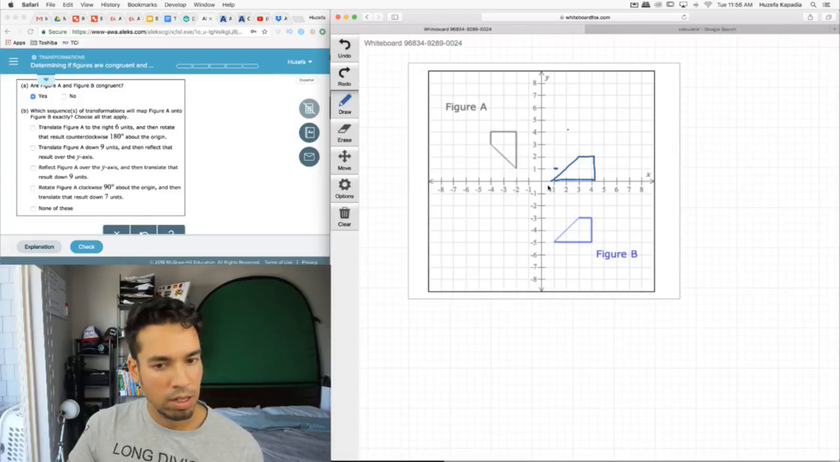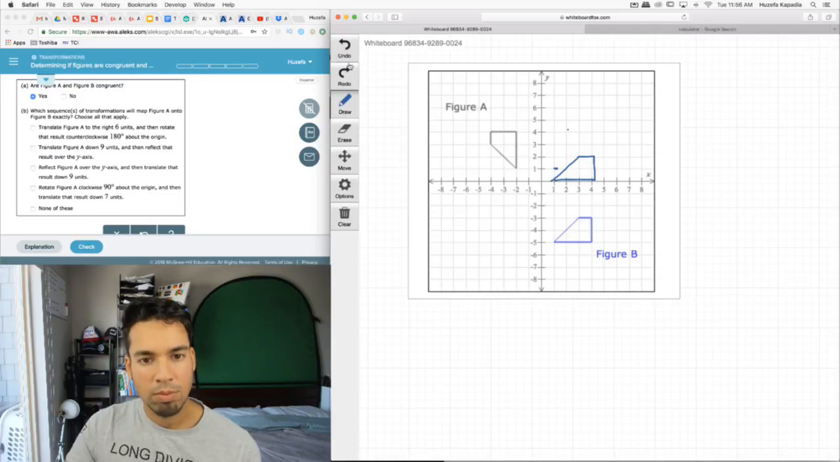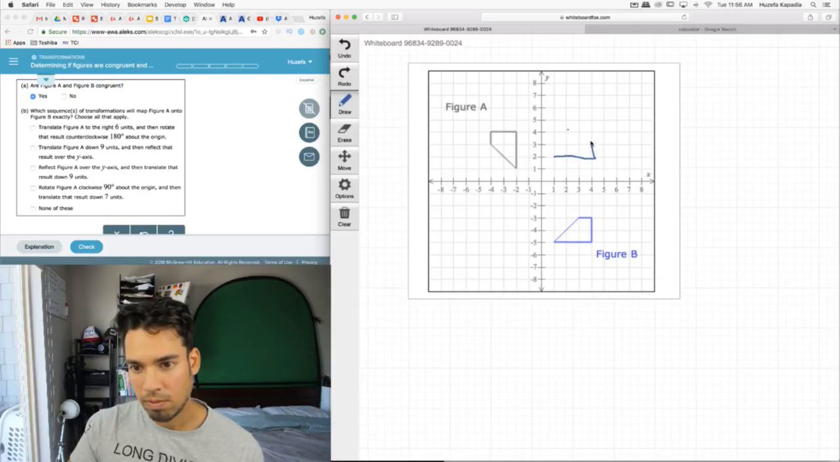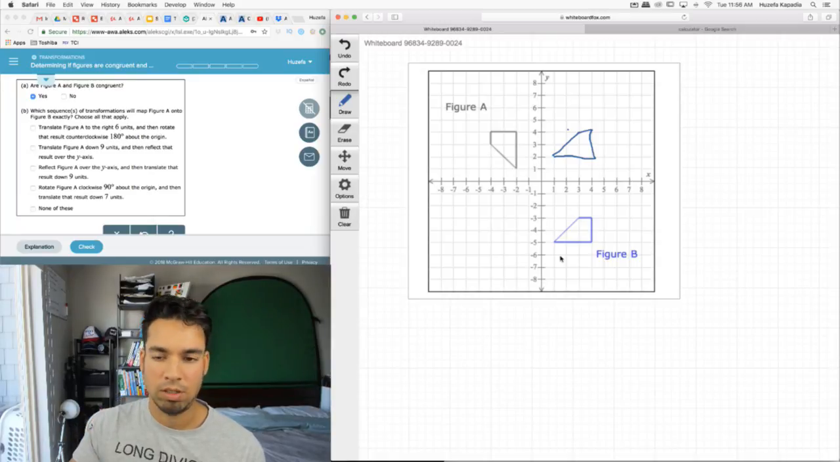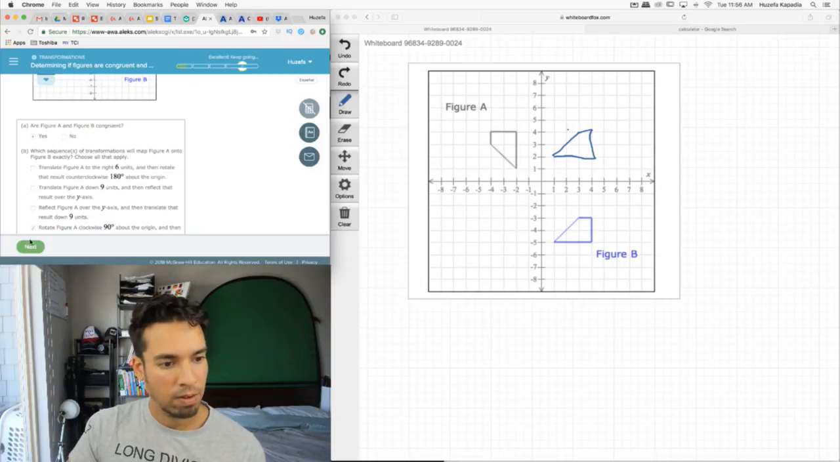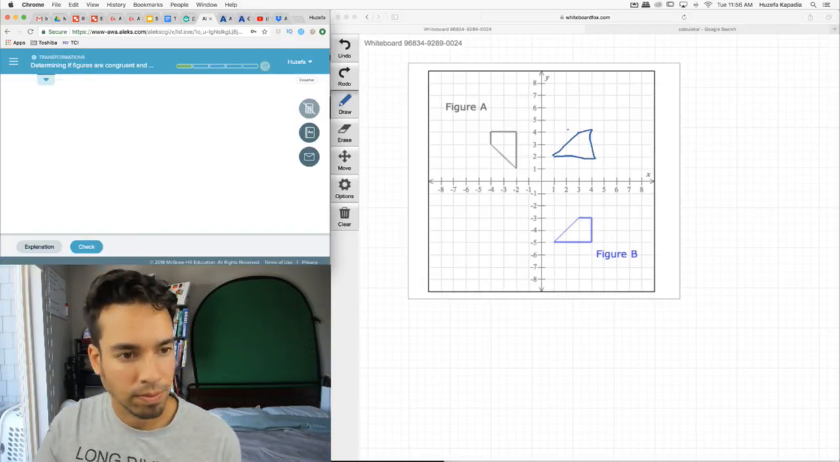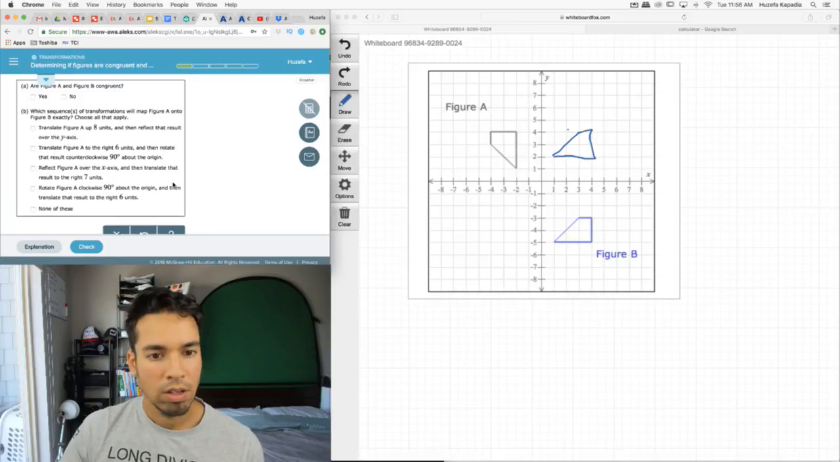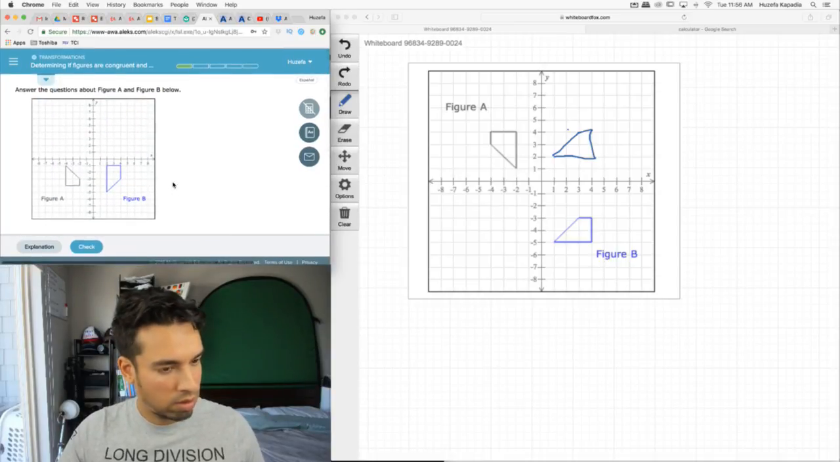And then translate 7 units down. 1, 2, 3, 4, 5. Wait. Hold on, let's rotate. Oh, no, I'm sorry. It would rotate here. And I think that works. Then translate it down by 7 units. It should go to figure B. So this is the only one I think that makes sense. Let's see if that's right. Yeah. This is hard. Okay, next.